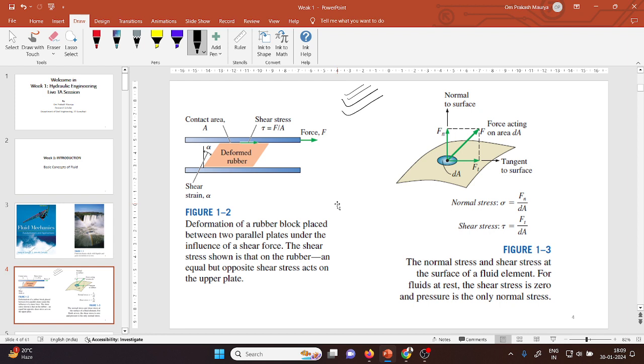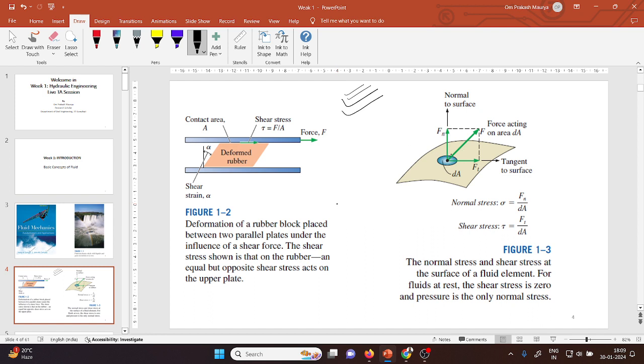So here shear stress is very, very important because in fluid mechanics, as per the definition, when any amount of shear force is applied on a fluid, it will flow.